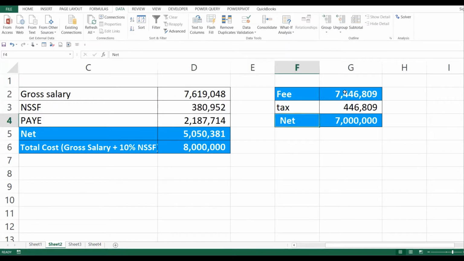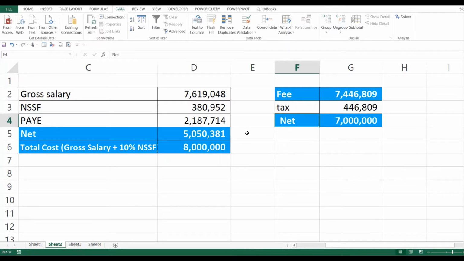In this other example, I have consultancy fee. I apply withholding tax at 6%, I get the net pay. So assuming I want a net pay of 7 million, what should my fee be so that when they deduct the withholding tax, I will come to 7 million. So in other words, you're starting with the results and you're trying to establish what the inputs are. Here, I'm starting with the total cost to the company and I want to find out what the gross will be and what the net pay will be.